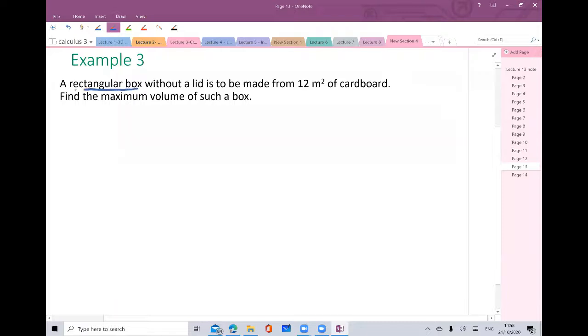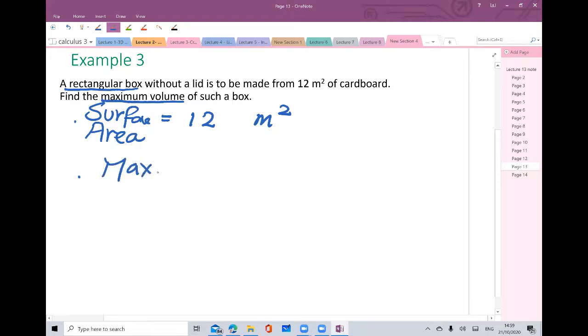But for something like this, I have a rectangular box, and here there is no function given. I'm going to construct the function and the constraint. The only thing that is given here is this 12 square meters. What does this resemble in words? I want to put a word instead of it. Area. The area of the box, specifically the surface area of the box, right? So now I know that I have a surface area of the box, and what do I need to minimize or maximize? The volume. So I need maximum volume.